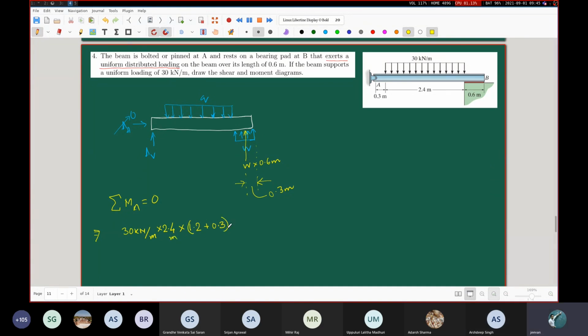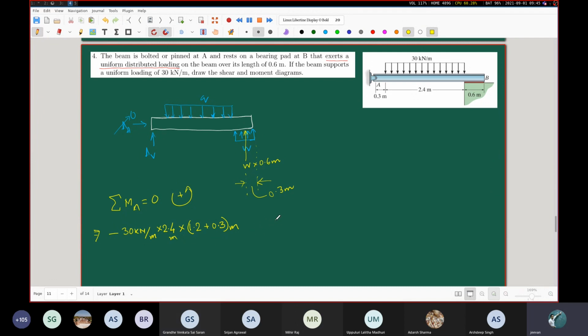Okay, this is a meter and this is a meter. All right, and this is positive or negative? So if I take this anti-clockwise to be positive, this is clockwise, so it should be minus. Negative, sir. Yeah. And then the contribution from the W.